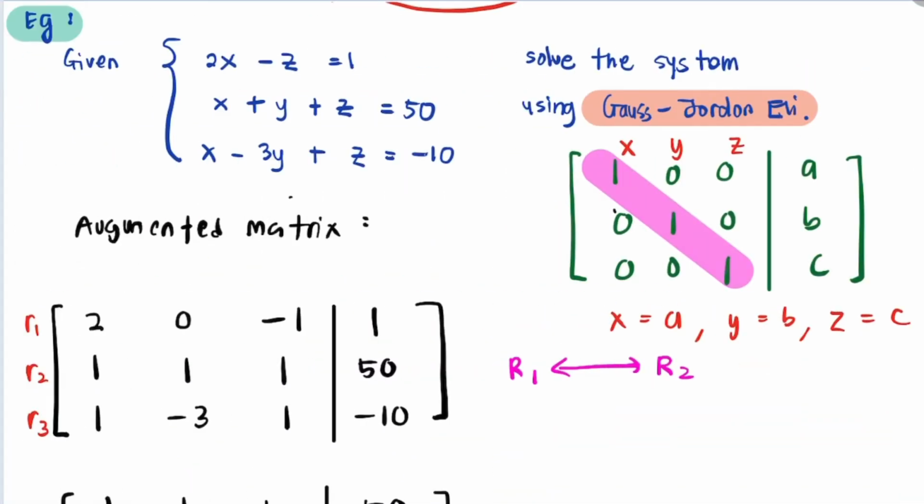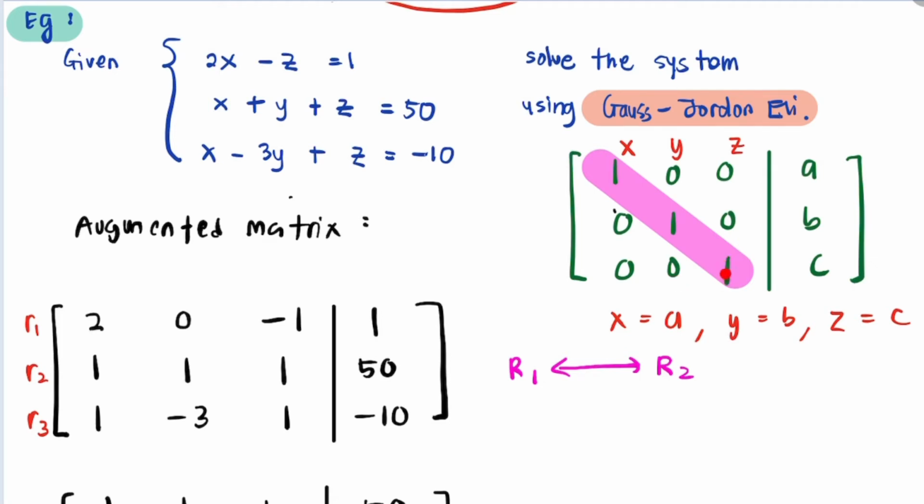Now let's look at a second example. We are solving the system using Gauss-Jordan elimination method. So let's revise again how to do Gauss-Jordan. The first one, make this 1. Use this 1 to make this 0 and this 0. Next, let's make this entry 1 and use this 1 to make this 0 and this 0.